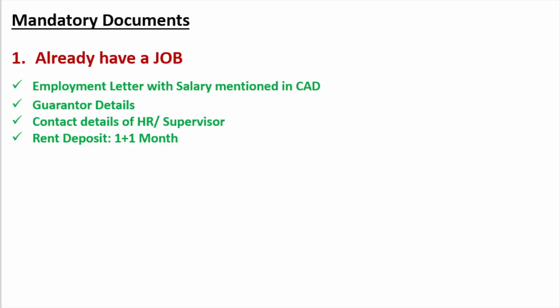So 1 month is the first month that you pay your rent for, and the second 1 plus 1 is the last month's rent that you pay in advance to the owner. So when you will be vacating the apartment, of course, at that time it gets adjusted, and you don't have to pay the last month's rent again because it gets adjusted with your deposit.